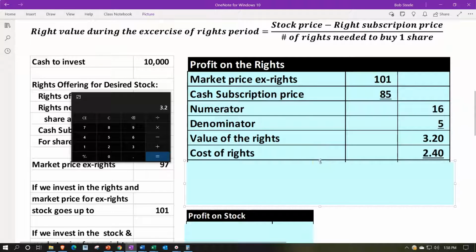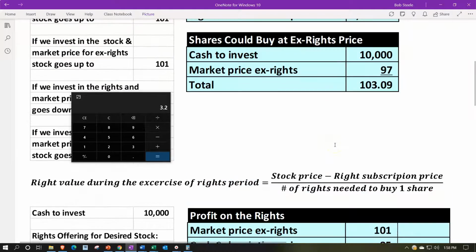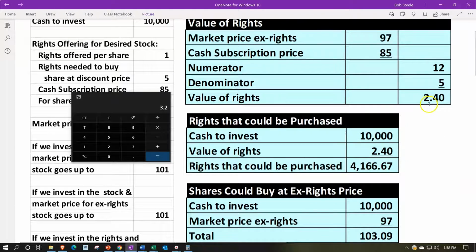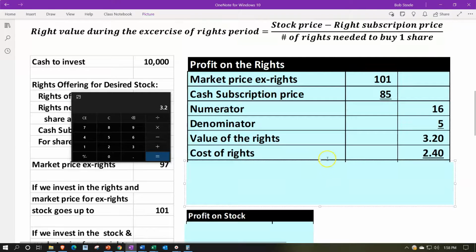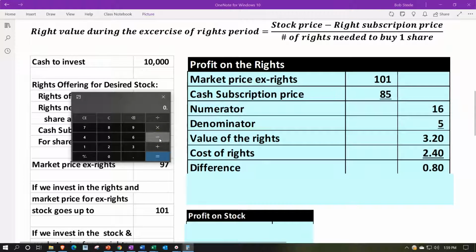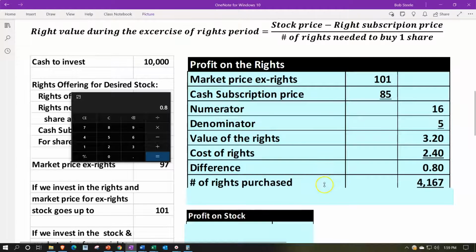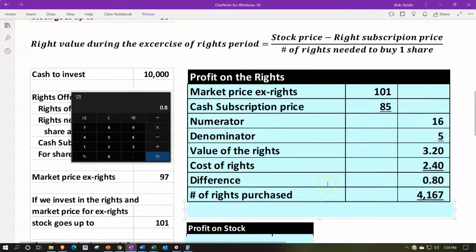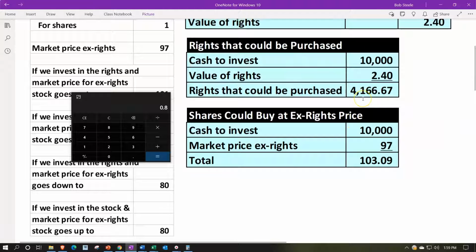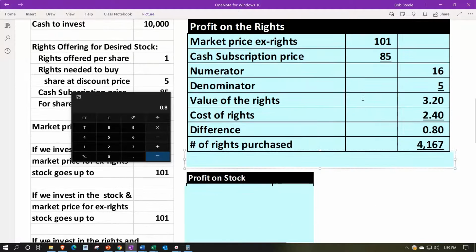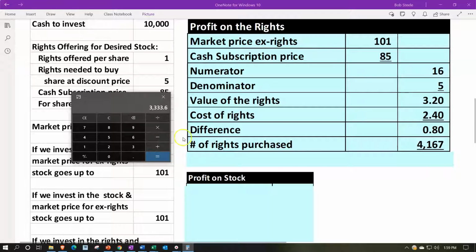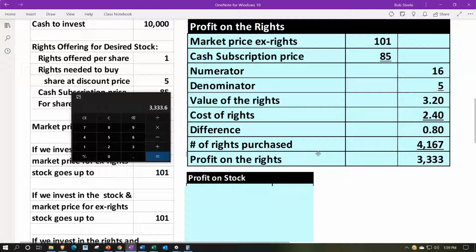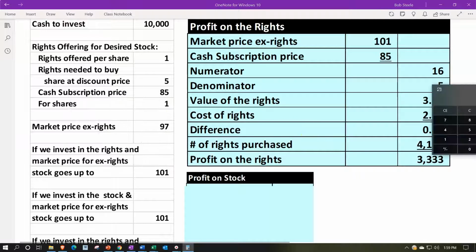So then we have the cost of the rights. How much did the rights cost us? We invested in the rights as we calculated up here, 2.4 on the value of the rights. So the difference, 3.2 minus 2.4, is going to give us that 80 cents, multiplying that times the number of rights purchased. We said that we could have purchased 4,166.67 rights, so about 4,167 times 80 cents gives us about 3,333 on the upside there.